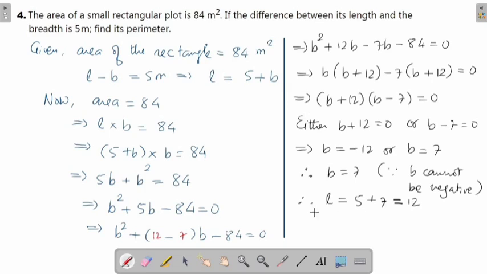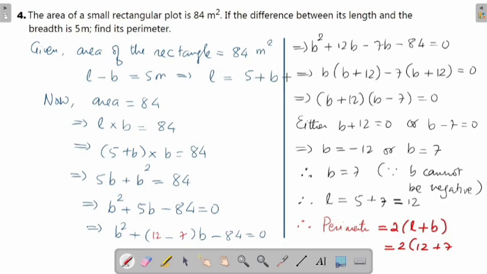It is 12. So therefore at last we will find the perimeter. So perimeter will be, use the formula 2 into L plus b. Put the value of L and b. So we have 2 into L is 12 plus b, b is 7.